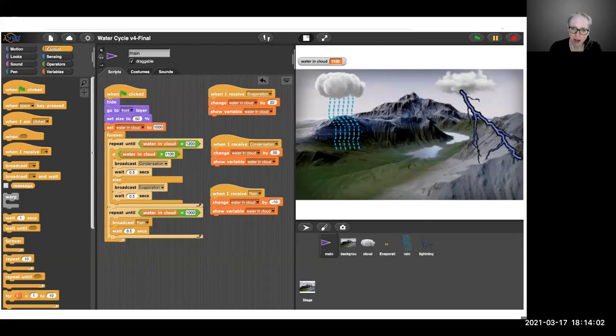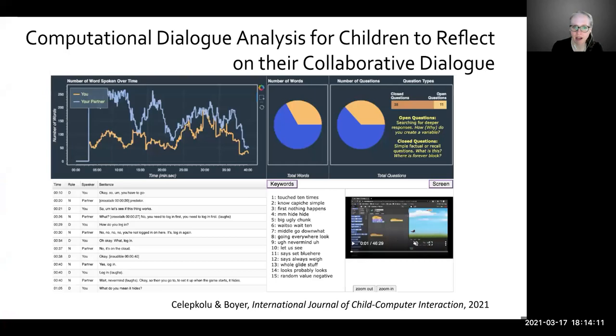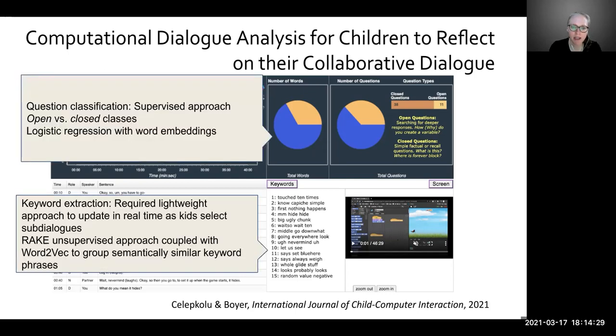He conducted a project, this was part of his dissertation research, to help kids, as they have finished collaborating together on code like this, to help them reflect on the collaborative dialogue that they'd had. And this visualization tool shows in the top left the number of words that each child spoke over time. And then it shows their proportion in the middle of total words that they spoke compared to their partner. And then it does automatic question classification. So it took a supervised approach to classify open versus closed questions.